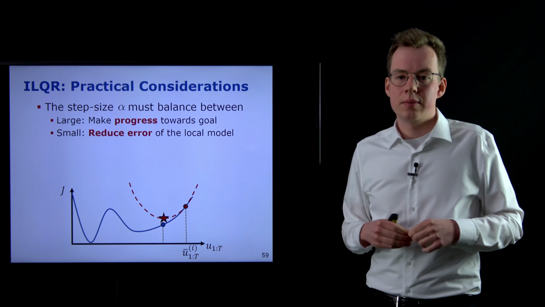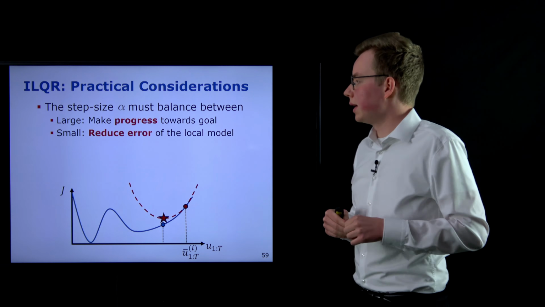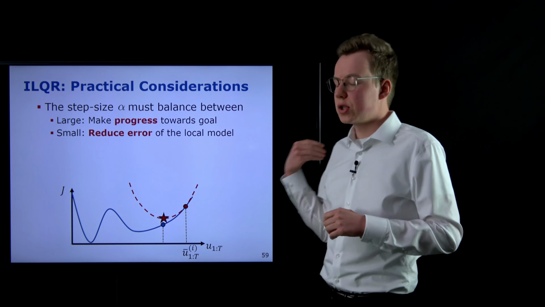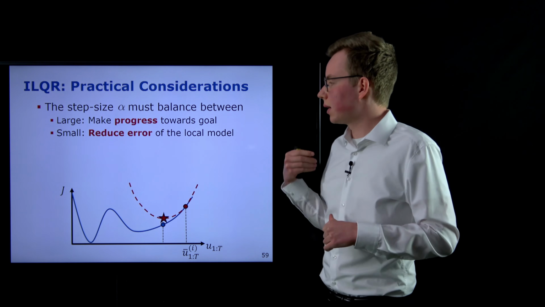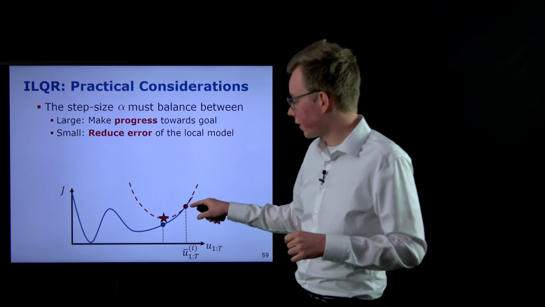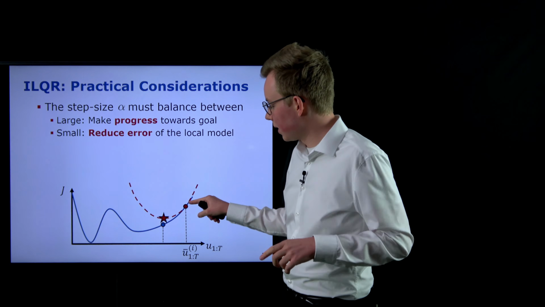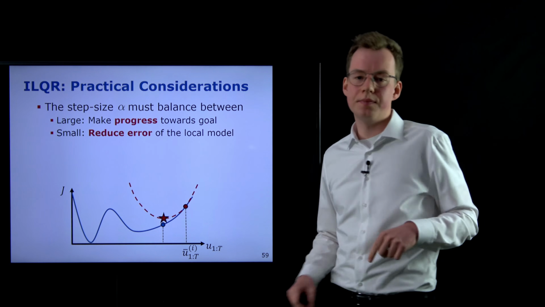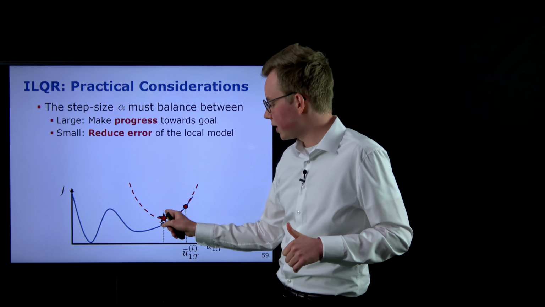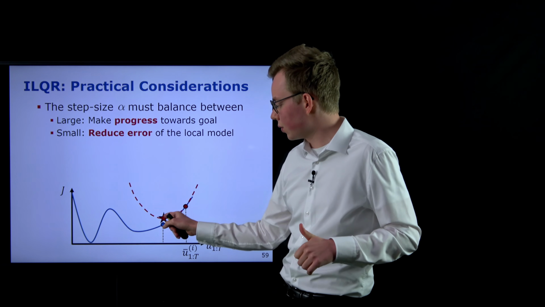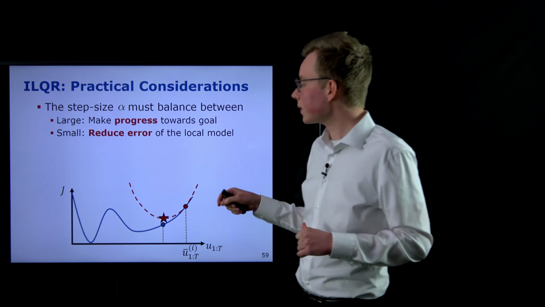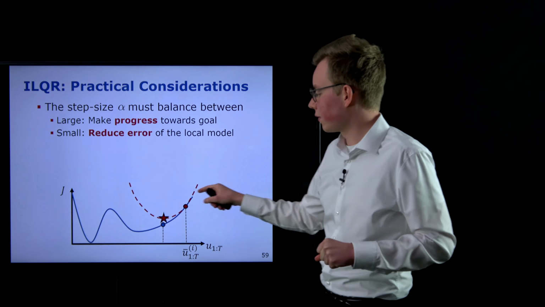The second practical consideration that I want to highlight is a suitable choice of the step size alpha. When we choose this step size alpha, we have to solve a trade-off between making a lot of progress towards the goal. For example, here in our original operating point, if this is the global minimum of the approximation, a step size of 1 would correspond to exactly going to this star here. So we're making a lot of progress, and for this example, that is a good idea.